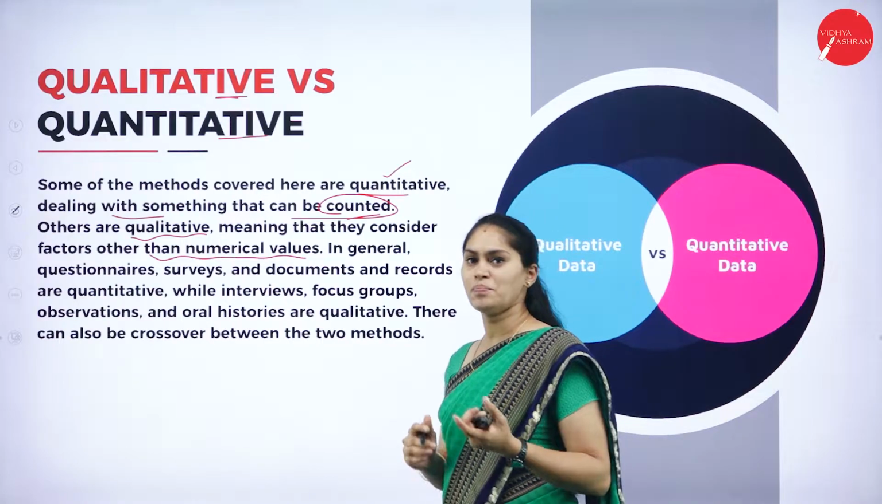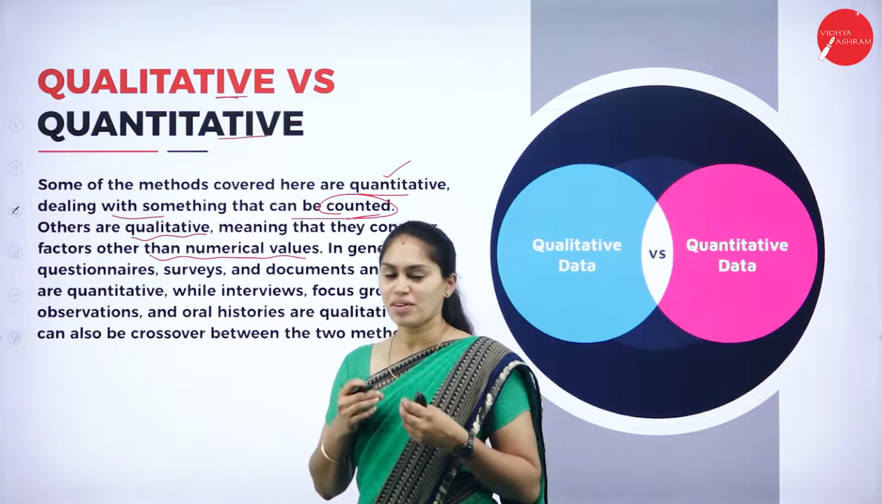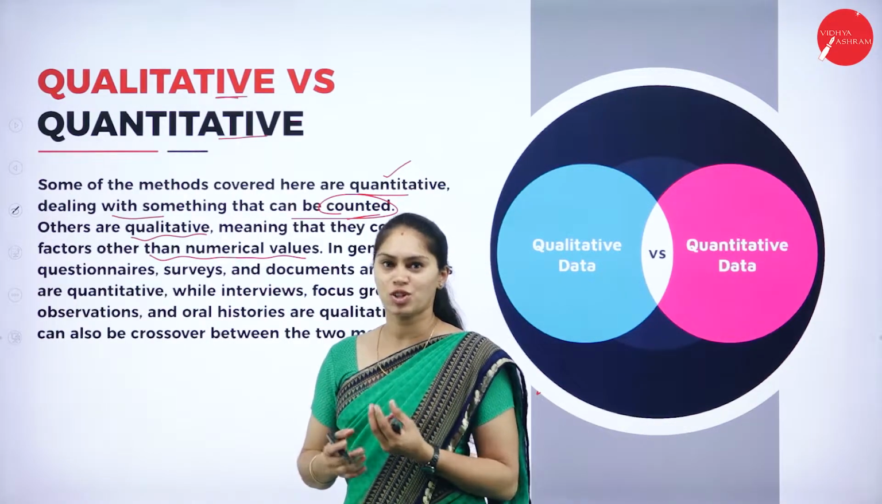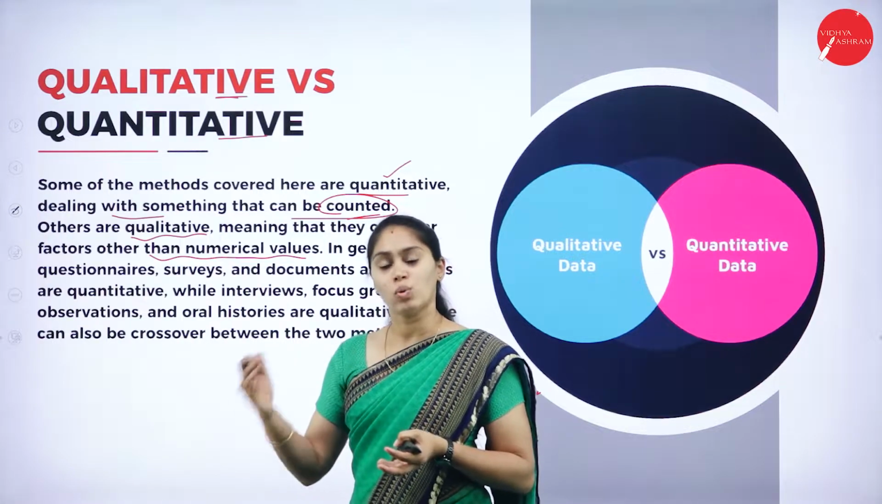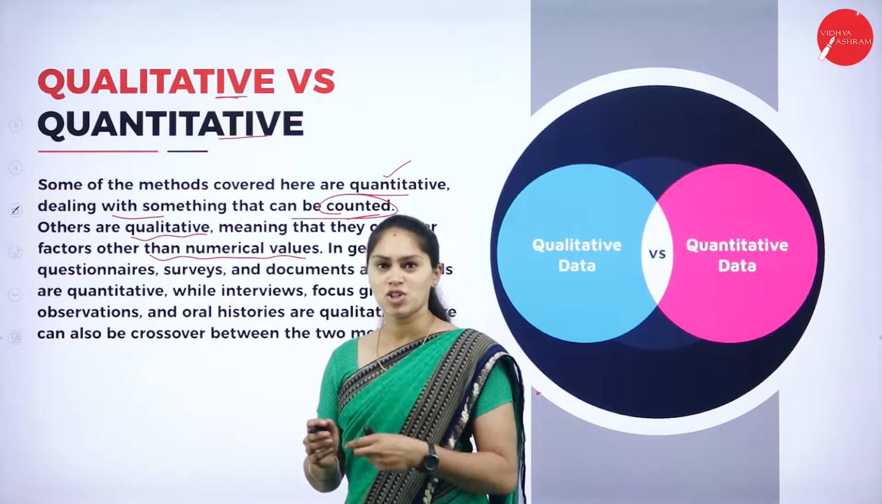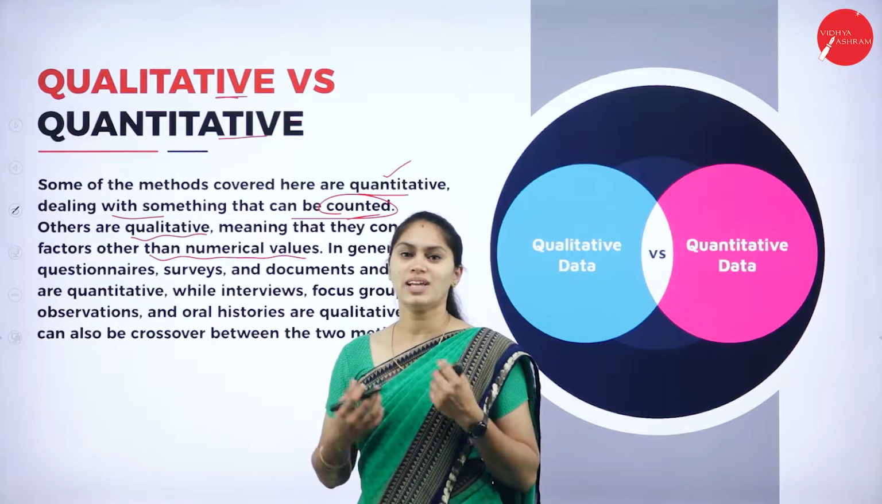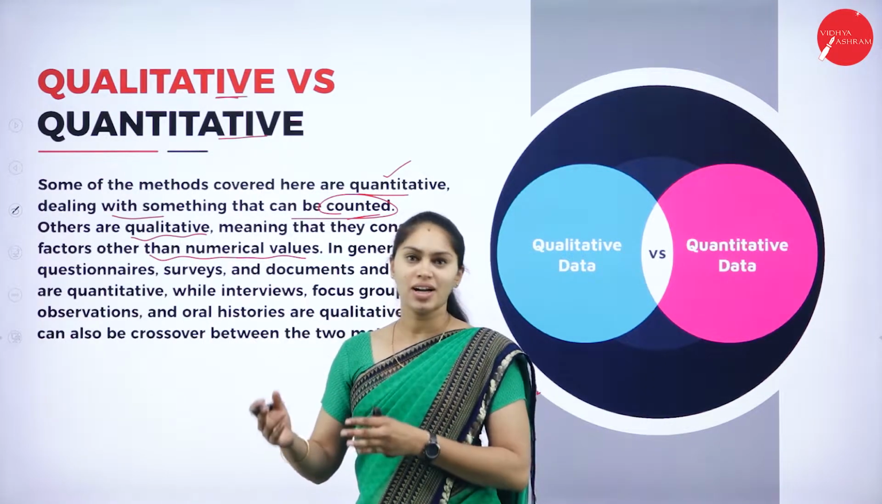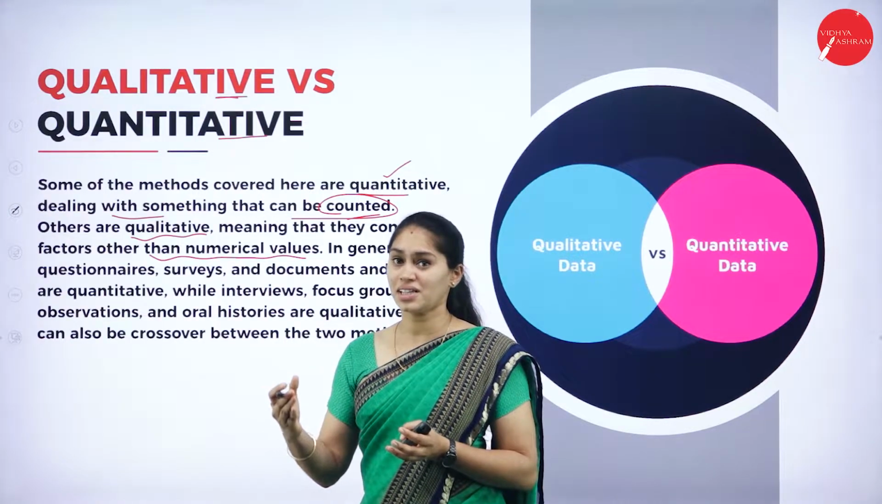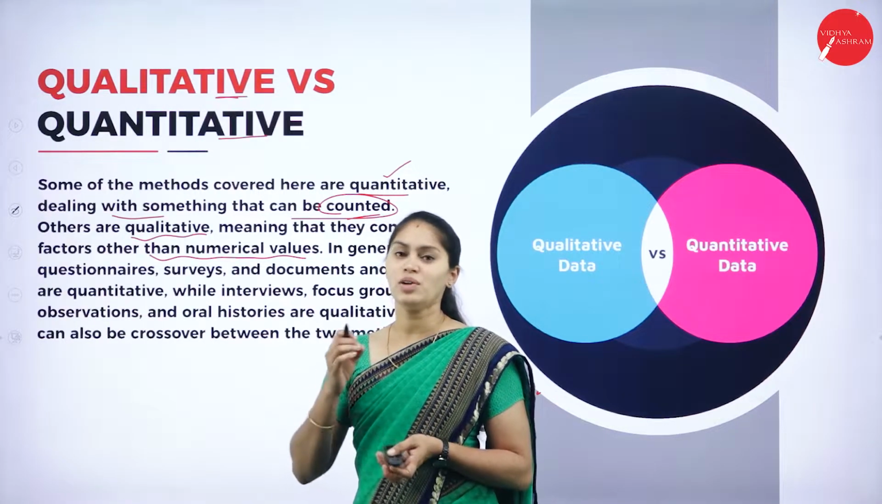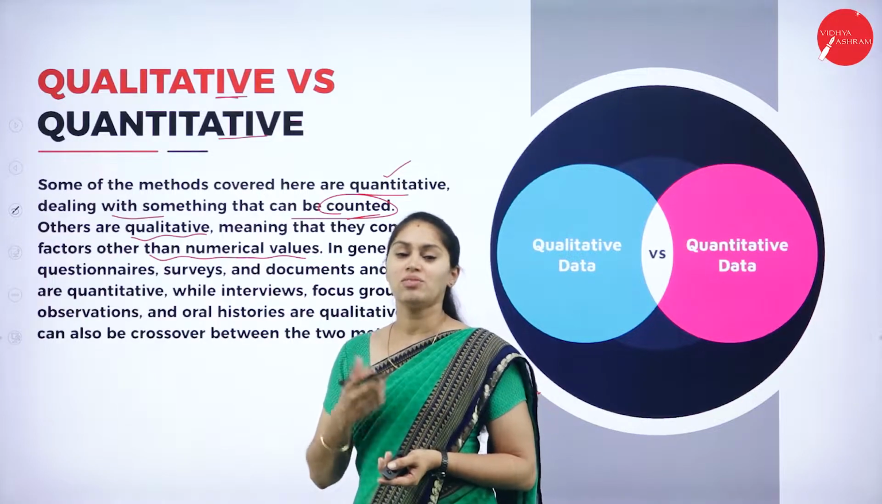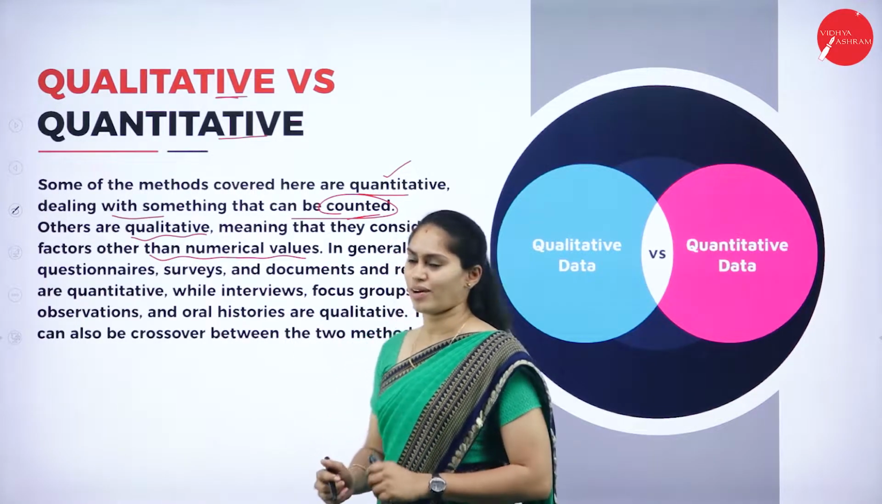For example, if you give me a sweet and I ask what is the cost of this one, that will be quantitative. If I am enjoying the taste of that sweet, that will be termed as qualitative. That is quality, not in terms of numbers or counting measures. But quantity deals with numeric values which can be counted.